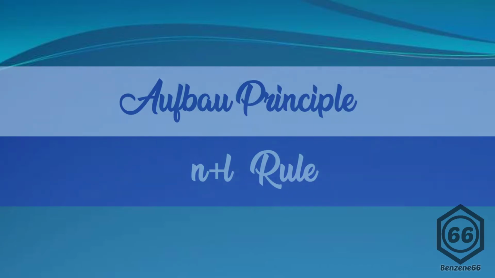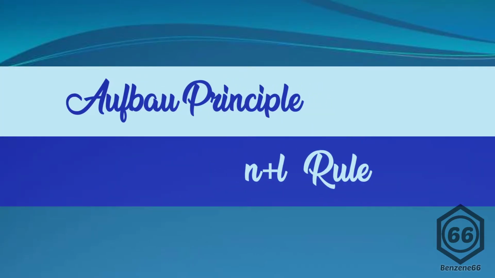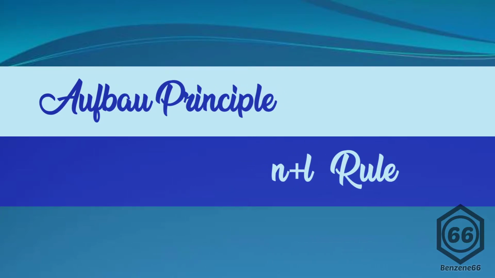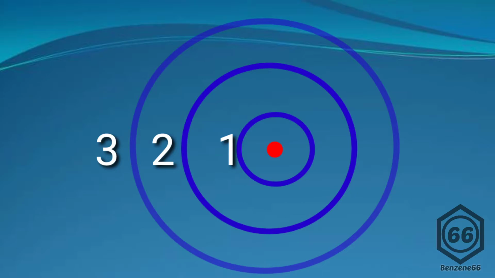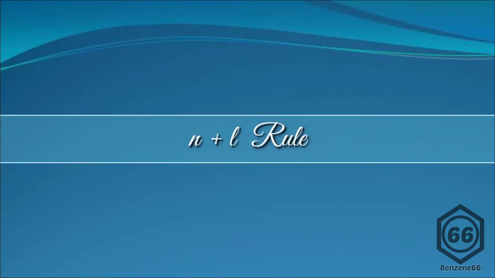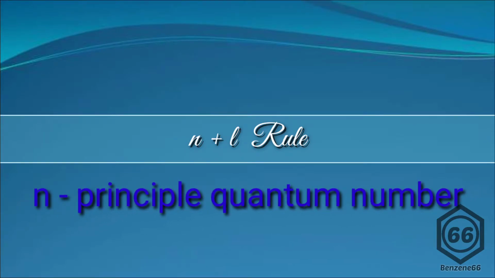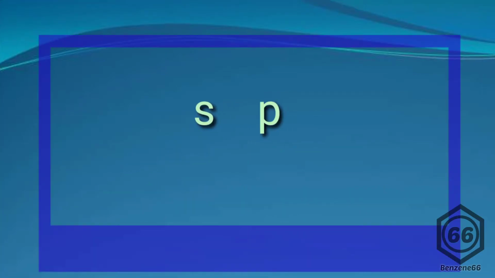Today we are going to discuss the Aufbau principle, that is the n plus l rule. Aufbau is a German word, meaning building up. That gives you the order of filling electrons in an atom. Electrons are filled in an atom in the increasing energy order of the subshells and not according to the shell numbers. Increasing energy order of the subshells can be found by using the n plus l rule, where n is the principal quantum number and l is the secondary or azimuthal quantum number.